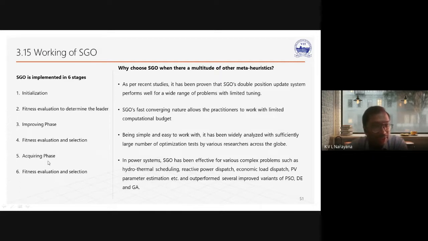In the acquiring phase, again, the members will interact randomly with another member. The difference between the improving phase and the acquiring phase is that in the improving phase, every member interacts with only the leader. But in the acquiring phase, every member interacts randomly with another member of the group. Then they gain knowledge, but under the supervision of the leader. So in both these phases, the population members are updated, their knowledge levels are updated, and the solutions are updated.